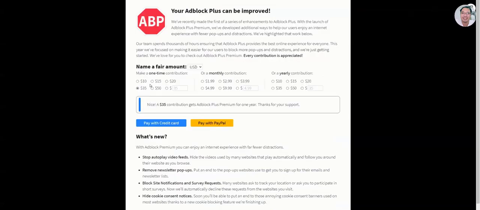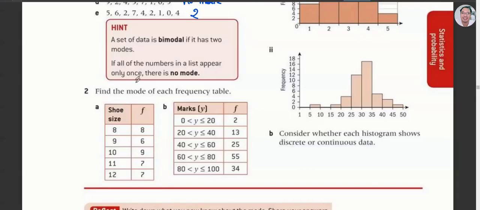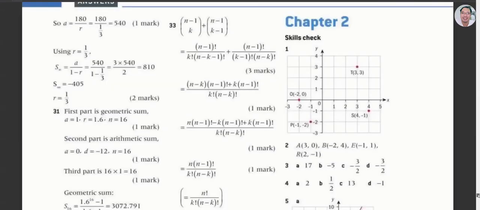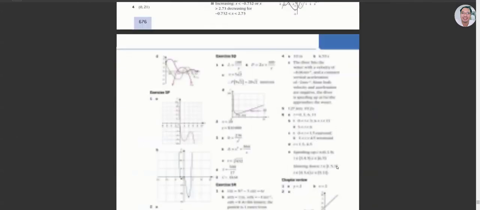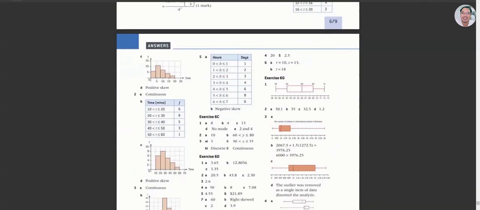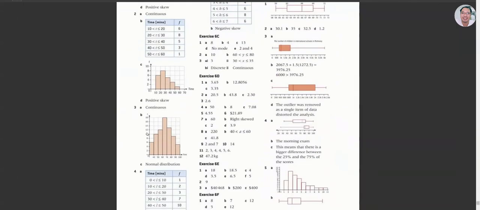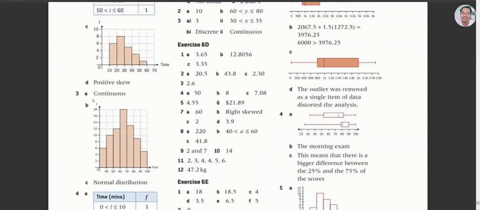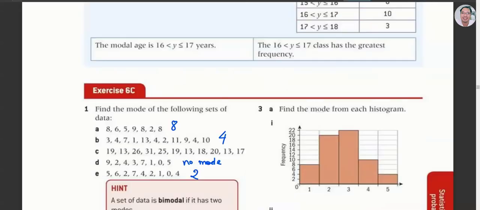Block 6. Question, exercise 6C, Chapter 5. 6C, question 3. 3B here. A, continuous. 6C. Discrete for the first histogram and continuous for the second one.